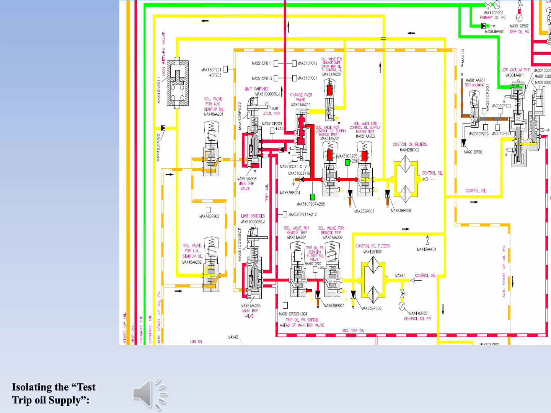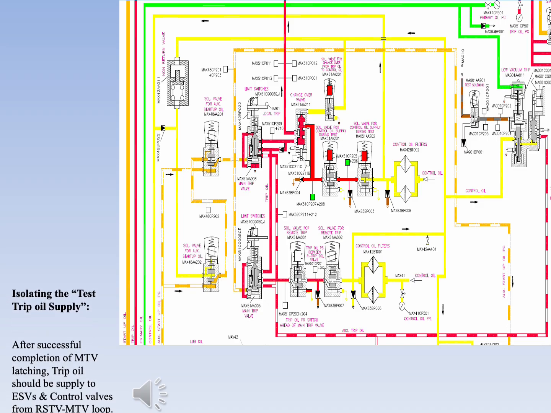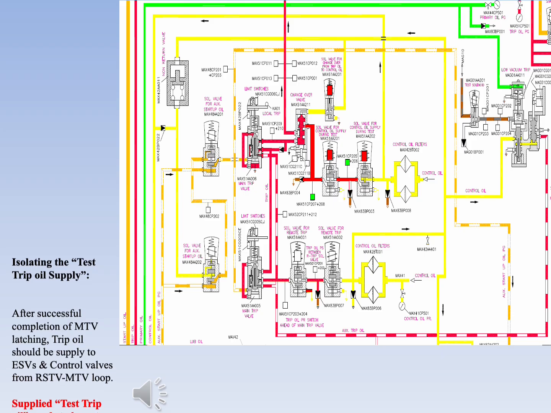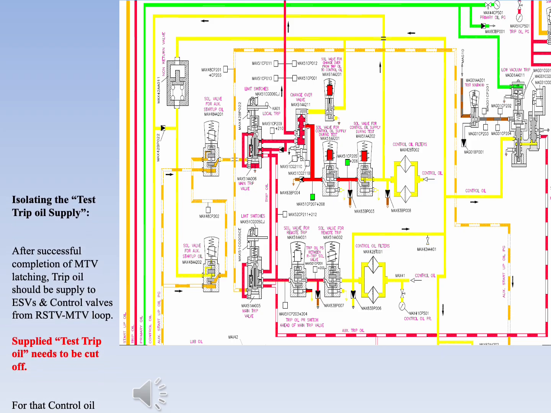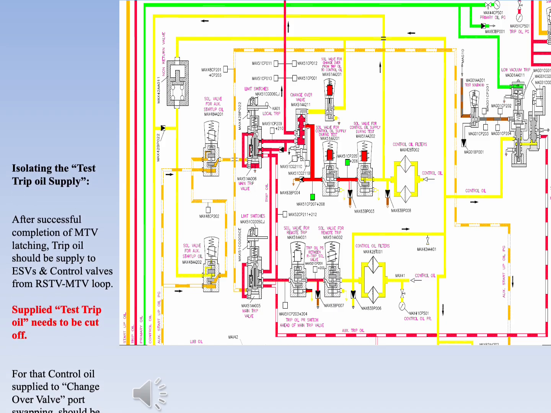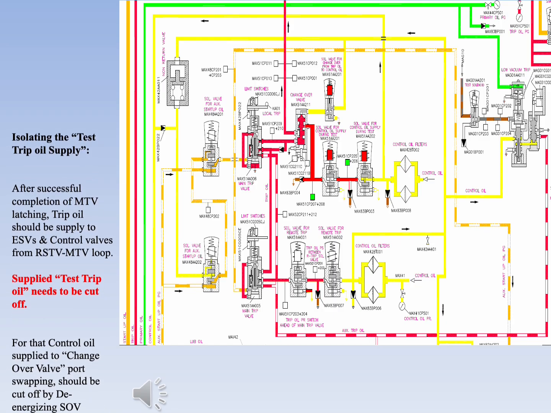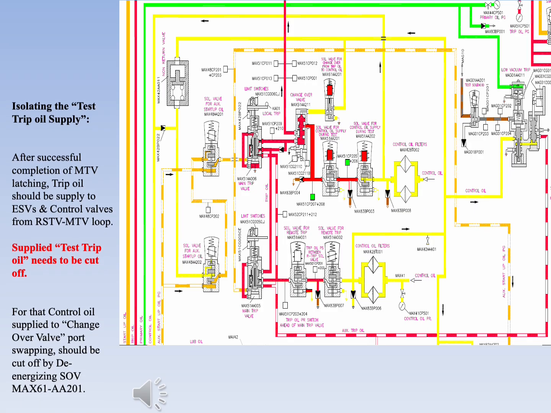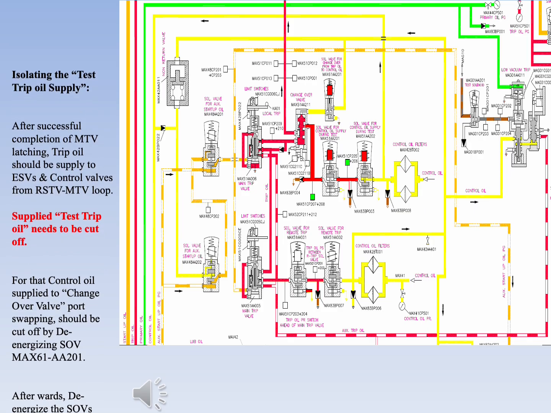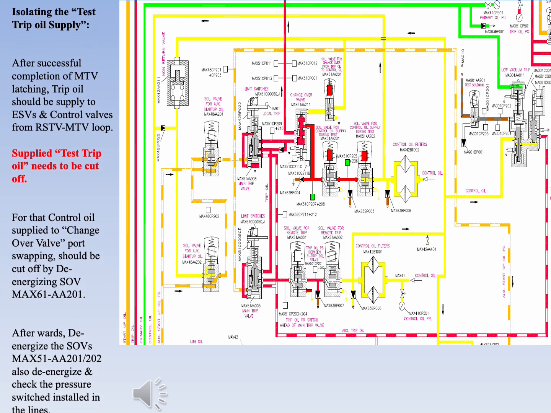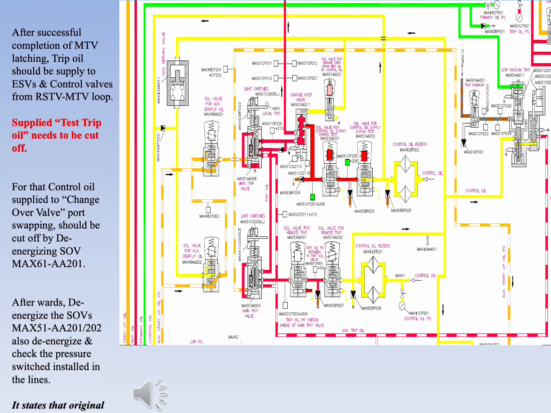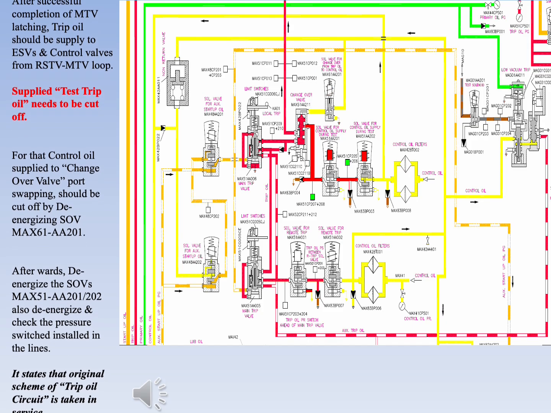Isolating the test trip oil supply. After successful completion of MTV latching, trip oil should be supplied to ESVs and control valves as per the actual scheme, from the RTSV MTV loop. The supplied test trip oil needs to be cut off. For that, the control oil supplied to the changeover valve port swapping should be cut off by de-energizing SOV MAX61 AA201.